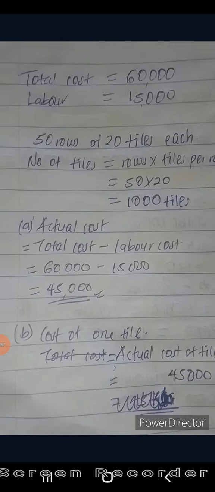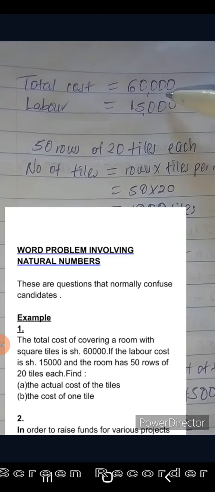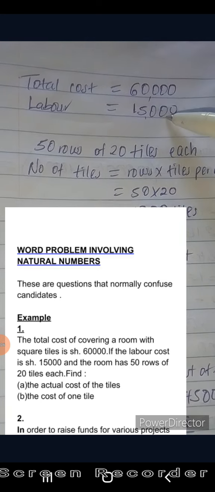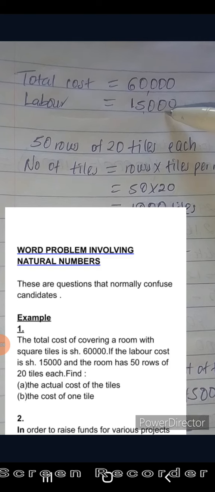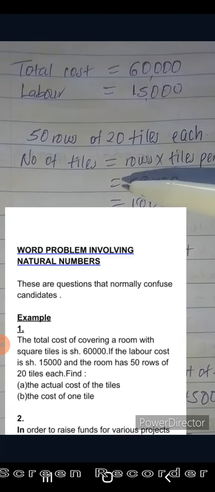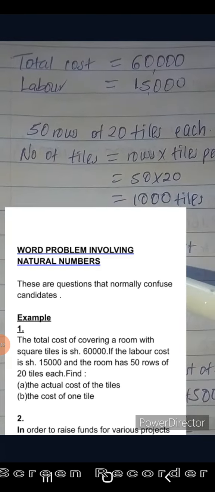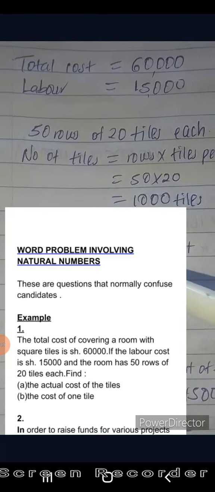So the total cost is 60,000. Labor cost is 15,000. Then you are being asked the actual cost of the tiles. For the actual cost of the tiles, just simply take the total cost, that is 60,000, minus 15,000, the labor cost, and you get 45,000.